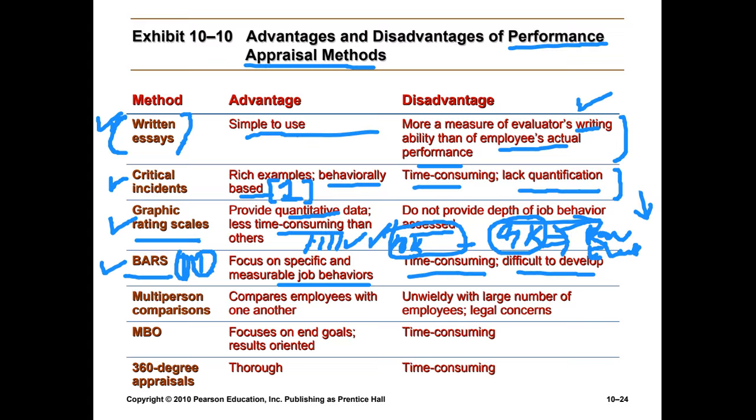Then we can have another approach called multi-person comparison. It means comparing employees with one another. For example, how much Mr. X has done the job or how much Mr. Y has performed. So it is just comparing between two employees.